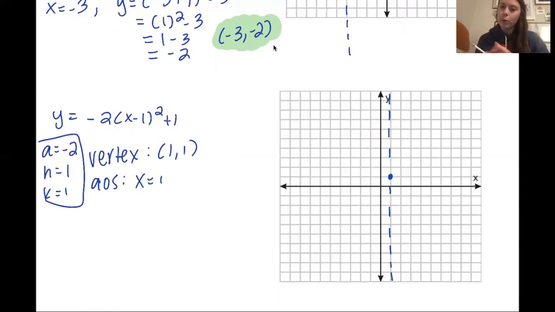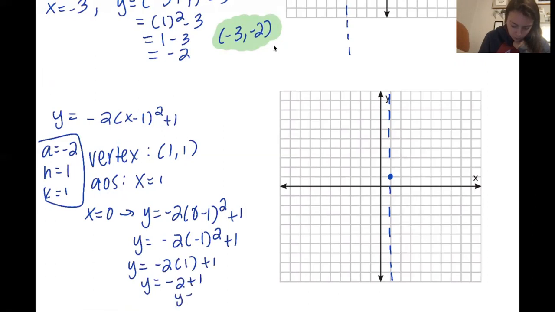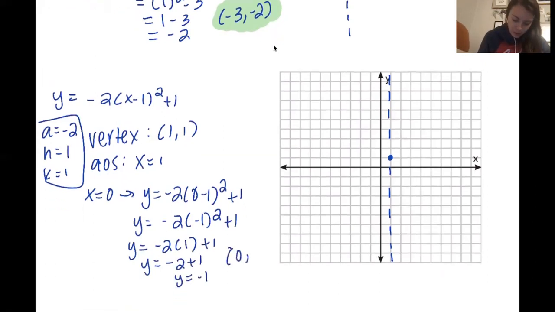So first I have to figure out what the point is. I'll pick an x value, x equals 0, just because that is close to x equals 1. And then I'll plug it in. So I'll get y equals -2 (0 minus 1) squared plus 1. y equals -2 (-1) squared plus 1. y equals -2 times 1 plus 1, which is -2 plus 1, y equals -1. So just a lot of computation there. But that gives us the point (0, -1).